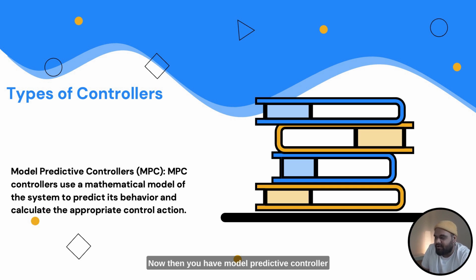Then you have the model predictive controller, or MPC, which uses a mathematical model of the system to predict its behavior and calculate the appropriate control action. System behavior prediction means you want to figure out how the system is going to behave next. This prediction allows you to stop in advance if any mishap is going to happen. An MPC controller is one of the most fundamental controllers used in the automotive industry. Usually when you have ABS, or any sort of accident happening, the model predictive controller is the logic behind figuring out if there's going to be an accident or not.